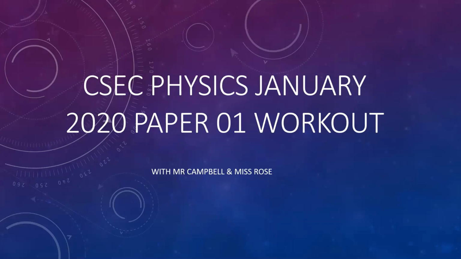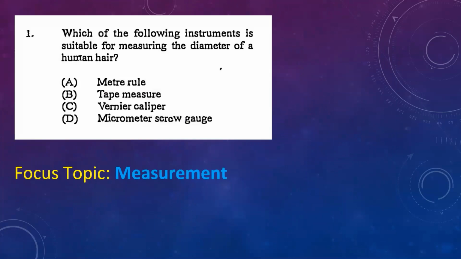We're just going to go right into the questions. Question 1. Which of the following instruments is suitable for measuring the diameter of a human hair? So, a human hair has a very small diameter, which falls in the micrometer range, and therefore only the micrometer screw gauge is suitable for doing such small measurements. The answer should be D.